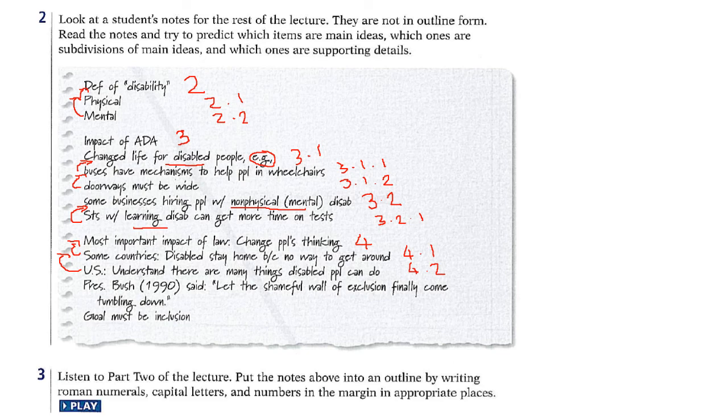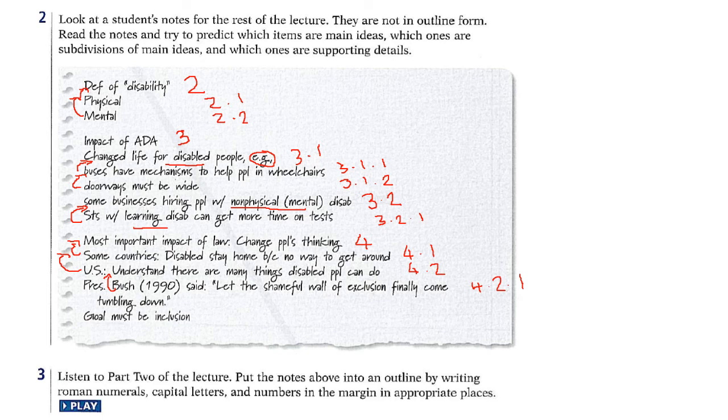And then he gave an example of President Bush. Well, President Bush is from America. So I called this 4.2.1 to show that this is an example of the previous line.